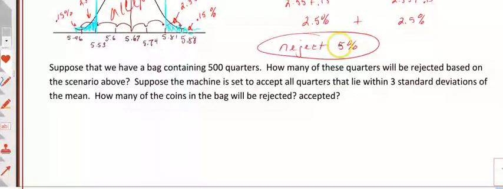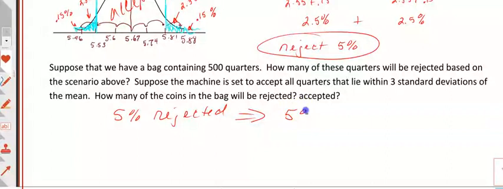Well, we found above that 5% would be rejected. So if I have a bag of 500 quarters, that means 5% of 500 would be rejected. And that's going to be what amount? So we'd be looking at a total of 25 quarters would be rejected.